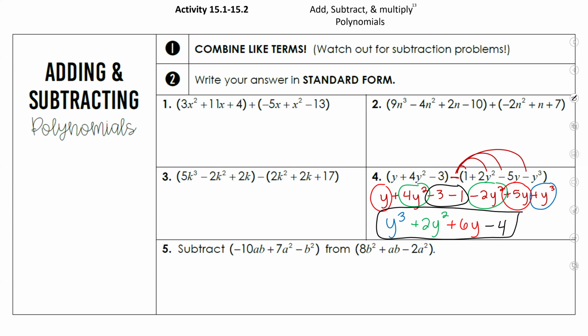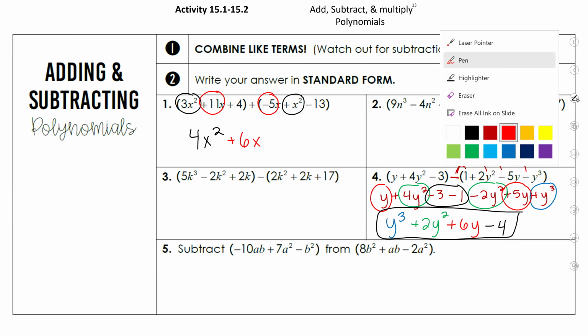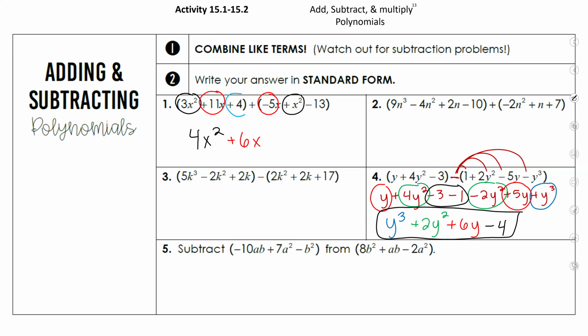I'll just do number 1 real quick. We have a 3x squared and an x squared. Together, that's 4x squared. Next, I have 11x and a -5x. That is positive 6x. And then I have my constants. 4 and a -3, that's -9. So that is my answer.